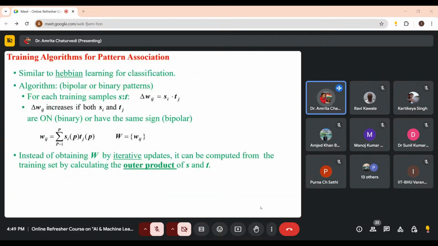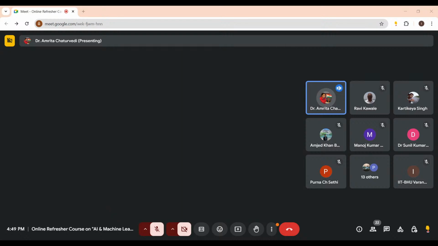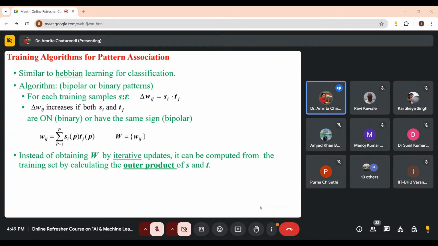Similar to Hebbian learning for classification, we have bipolar or binary patterns. For each training sample S colon T, delta Wij is equal to Si into Tj. So delta Wij increases if both Si and Tj are increasing, that is, they are on in case of binary and have the same sign in case of bipolar. So Wij is equal to the summation over P from 1 to P of Si(p) into Tj(p). This capital W actually represents the weight matrix.